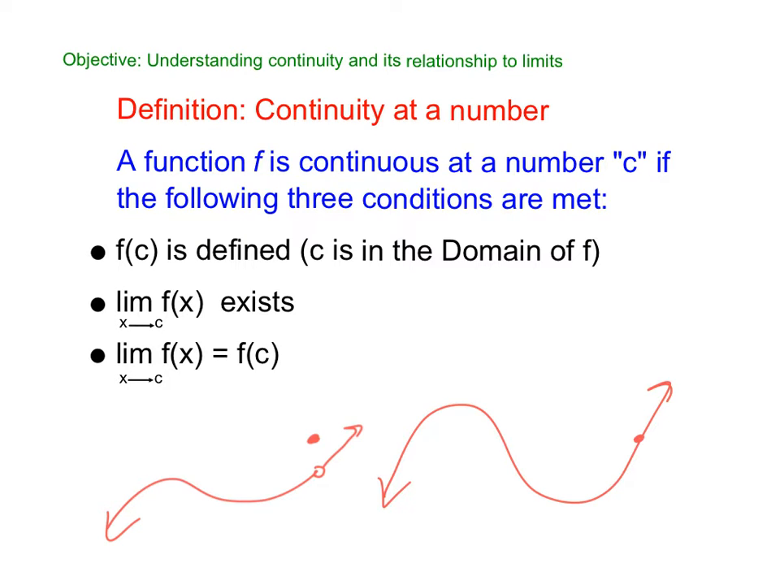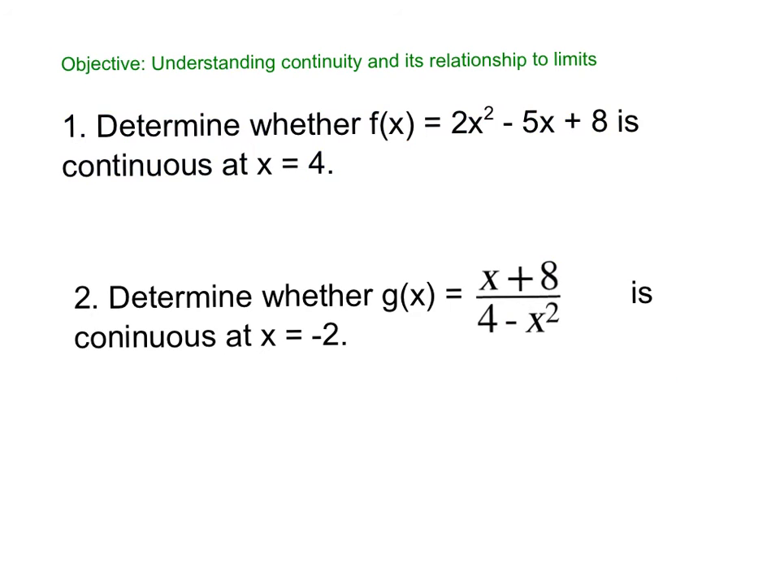Another way we say that is, can you draw it without picking up your pencil? Not like drawing it like that. That's cheating. I'm talking, can you draw it without picking your pencil up and there's no gaps or anything weird happening in the graph? So keep in mind, the number is in the domain, the limit exists, and the limit equals the function value. All right, so determine whether f of x is continuous at 4.